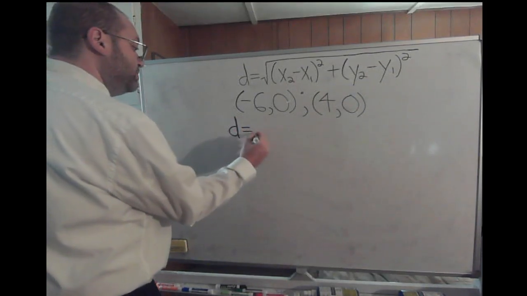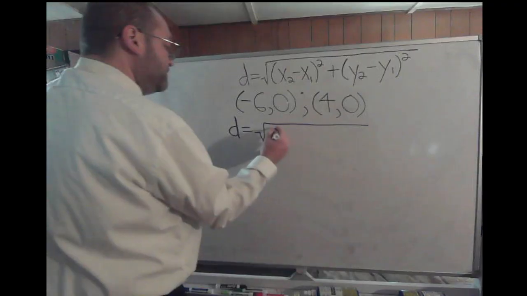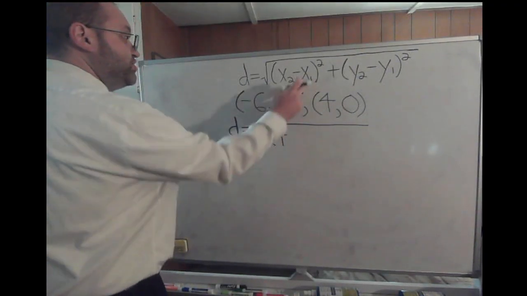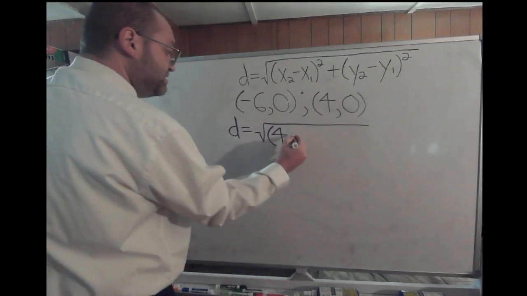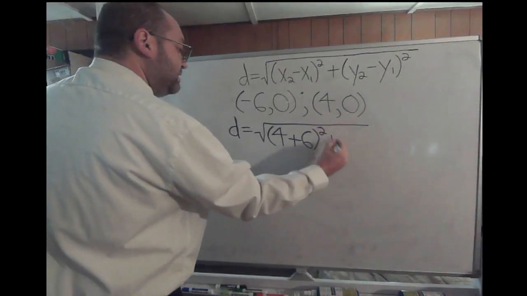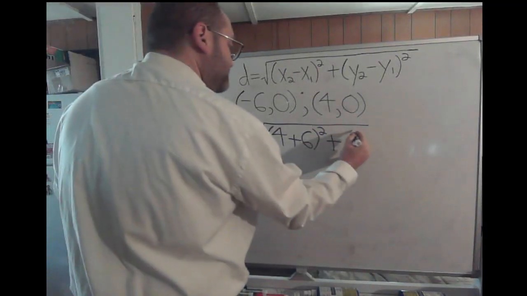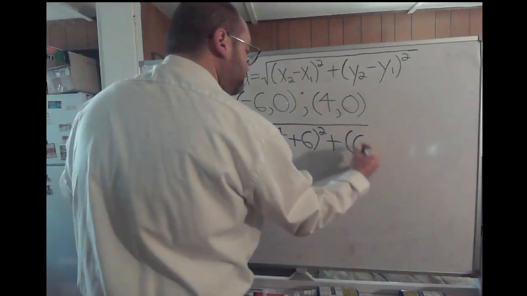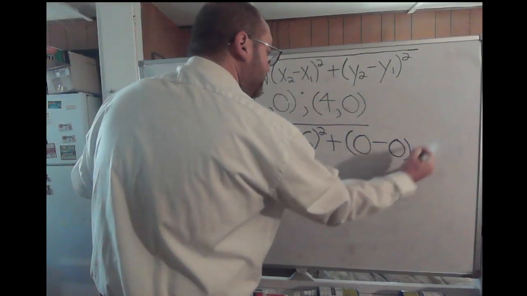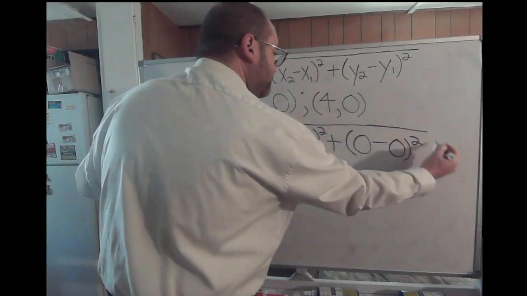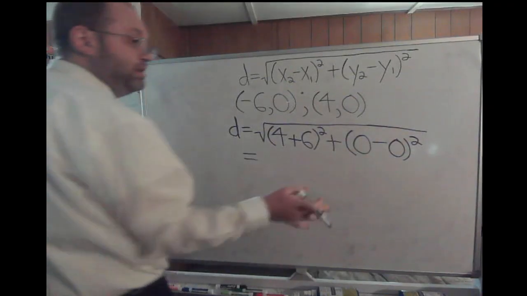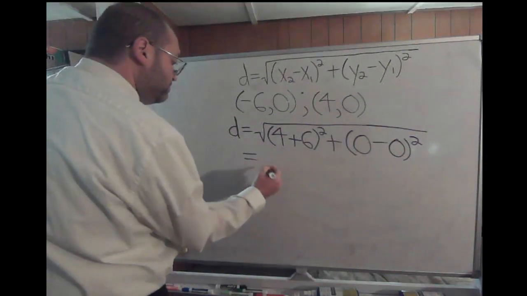So what we're going to do here is we're going to take the square root of your second x coordinate, which would be 4, minus your first x coordinate, which would be -6, so that would actually turn into +6, plus you'll take your second y coordinate, which is 0, minus your first y coordinate, which is also 0, raise that to the second power, take the square root of all of that. Well, we don't have to worry about the 0 minus 0 to the second power, that's 0. We can forget about that.